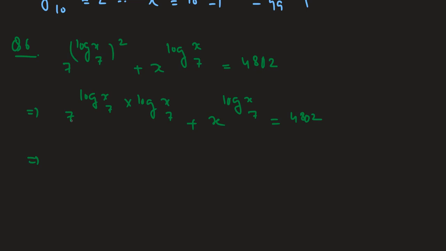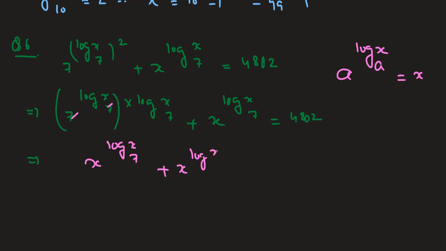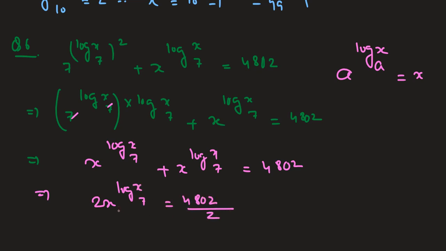So here we can apply the formula, all of you know about it, that a to the power log of x base a is nothing but x. So these two cancel out, you are getting x and its power is log of x base 7, and here you have x to the power log of x base 7, and here you have 4802. So x plus x is 2x, so 2x to the power log x base 7 equals 4802. Dividing by 2, these two cancel out, and we have 2401.